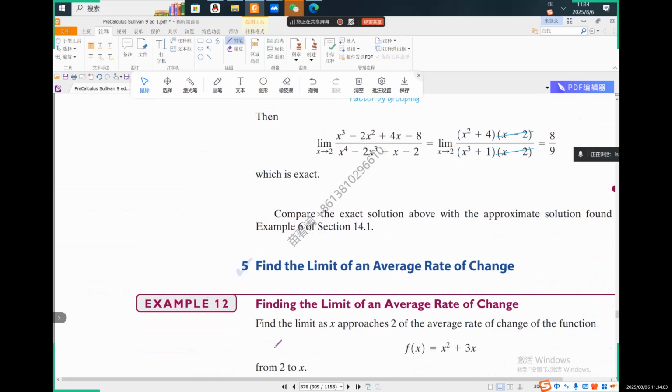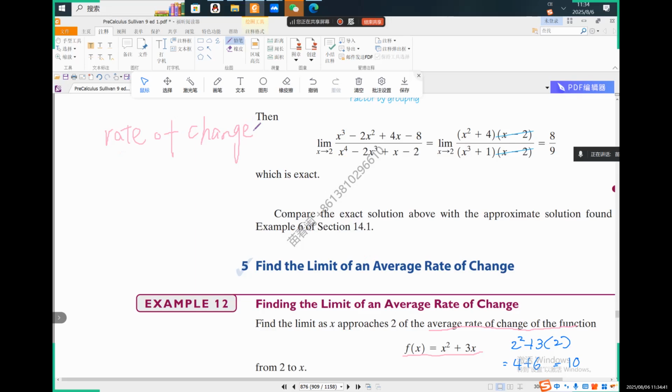Okay, x approaching 2. It's just 10. The limit is 10, right? You are saying the limit of this one is 10, but he's asking for the average rate of change of the function. I don't really get how to calculate that. We will hear about the rate of change a lot.